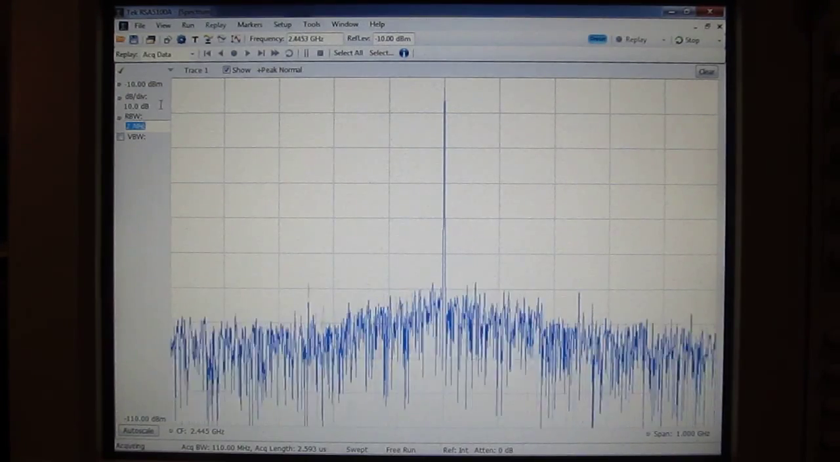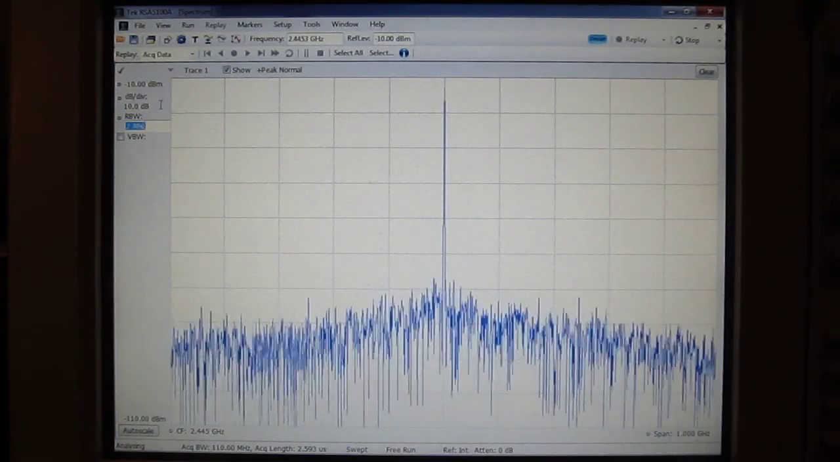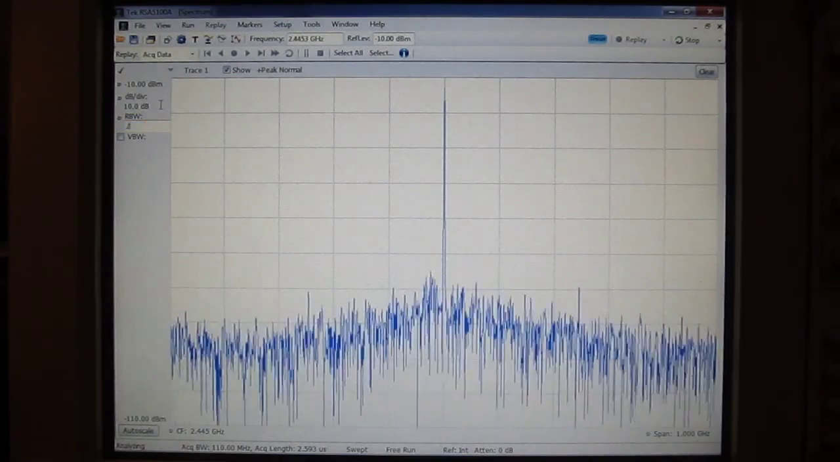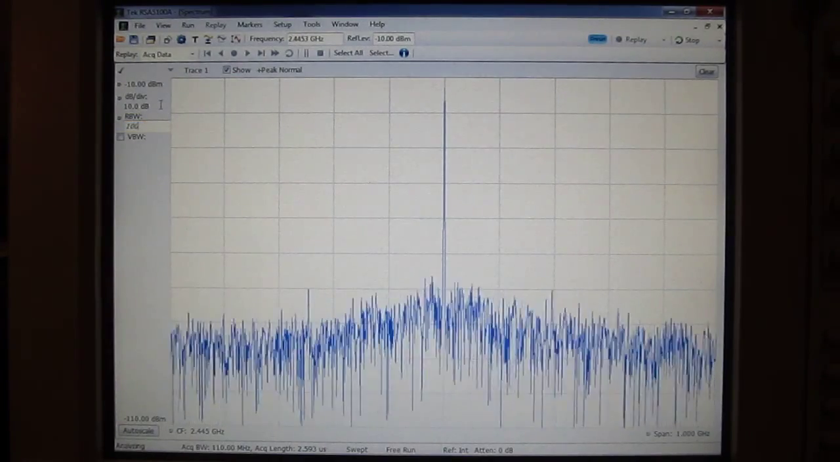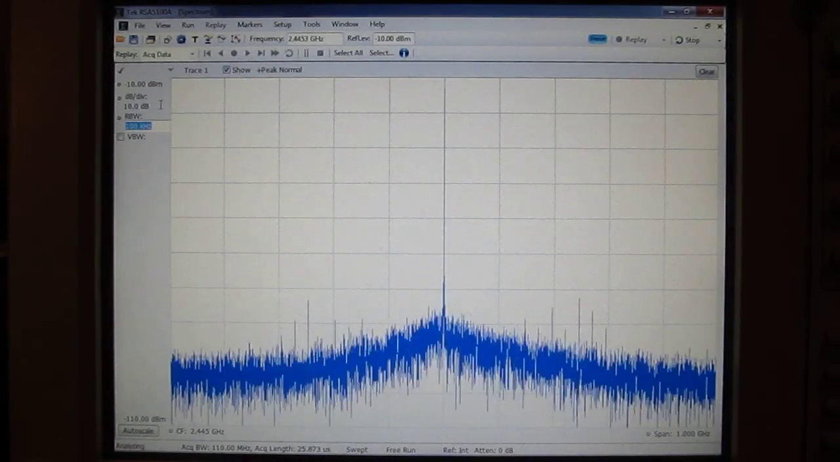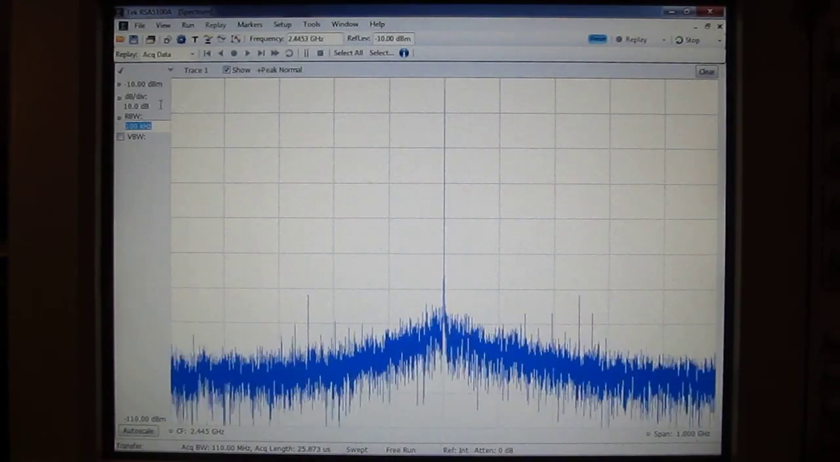We're looking at a 1 GHz frequency span centered at 2.44 GHz. Right now the resolution bandwidth is set to 1 MHz. We drop this down to 100 kHz. We see the noise floor drop by 10 dB as we expect, but no real change in sweep speed.